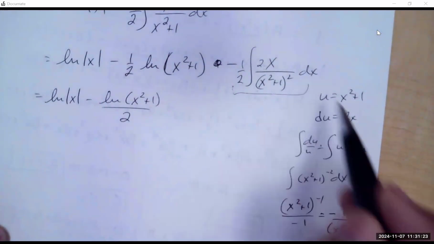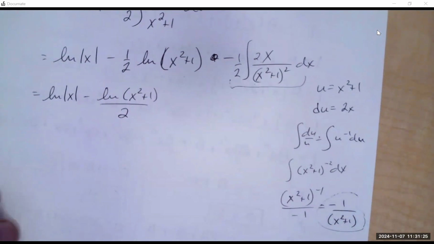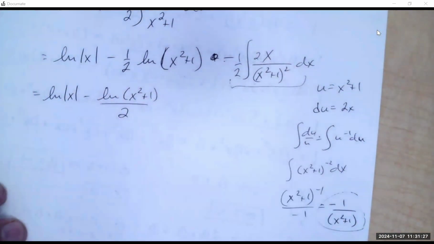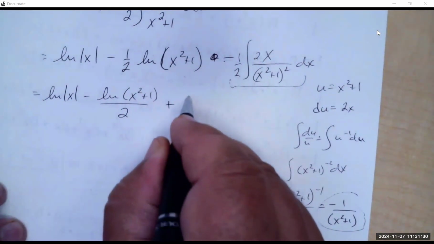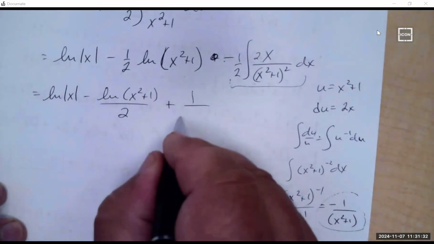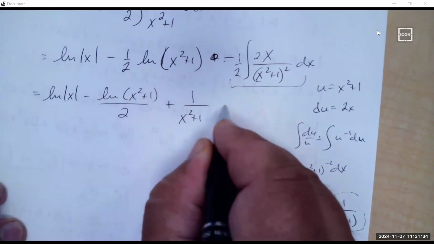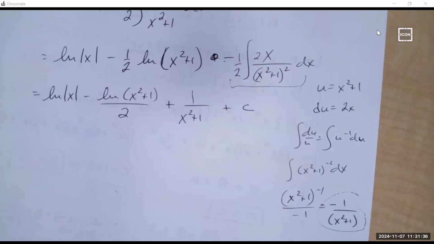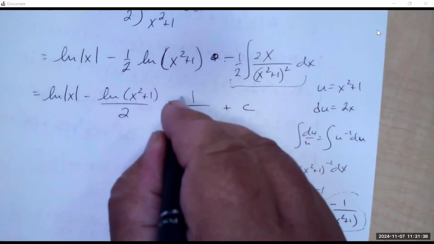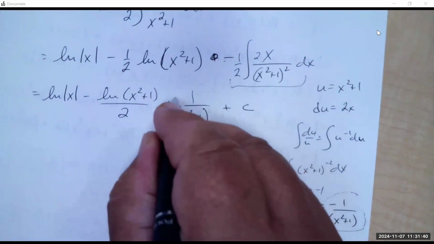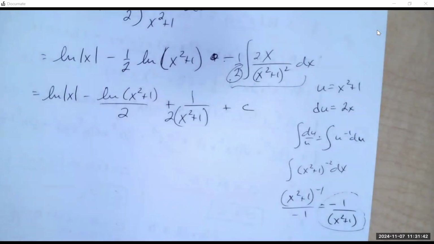So this integral becomes that. So that negative and that negative cancel. We have over x squared plus 1 plus c. Oop, and the 1/2 in front. There's that 1/2 right there.